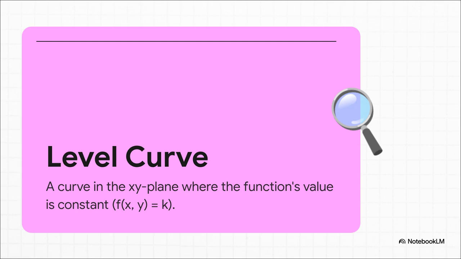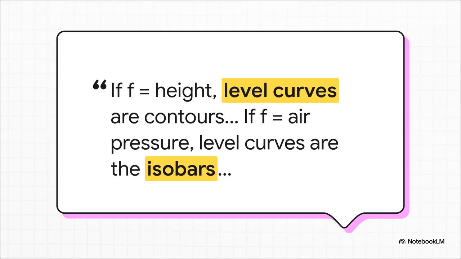I want you to think of it like this. Instead of slicing with a vertical wall, we're now slicing with a perfectly horizontal plane, like a sheet of glass floating at a certain height, which we'll call k. Every single point on the curve we get has the same z value. Then we just take all those horizontal slices and project them down, kind of smush them onto the floor. That's our contour map. And this idea is just so powerful because it pops up everywhere. If our function is measuring height, then yeah, the level curves are the contours on a map.